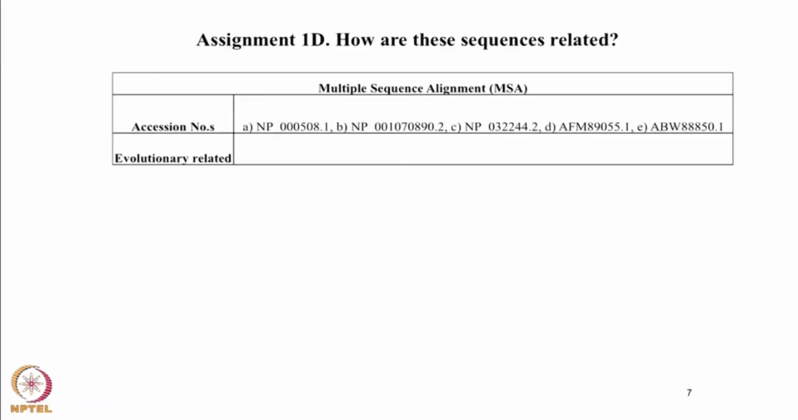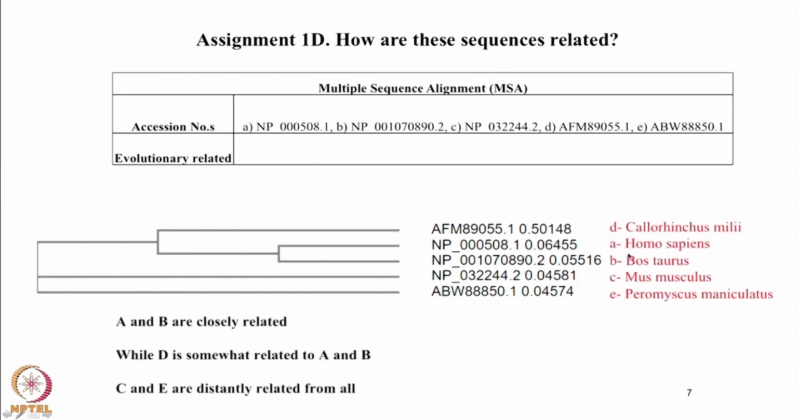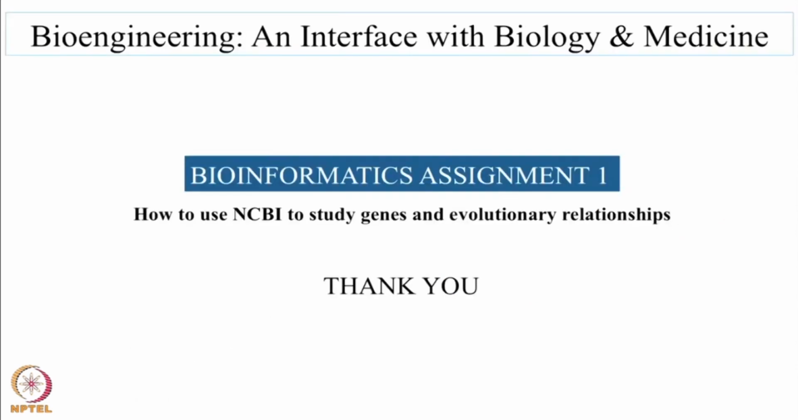So let us paste the cladogram in this document. You will see here that A and B are closely related, while D is somewhat related to A and B, while C and E are distantly related from all. So this is how you get an idea about evolutionary relationships.